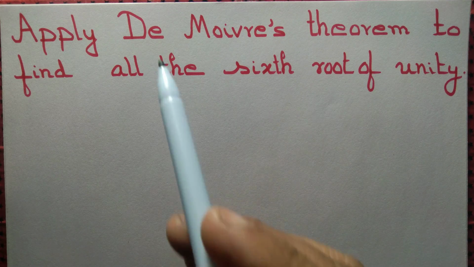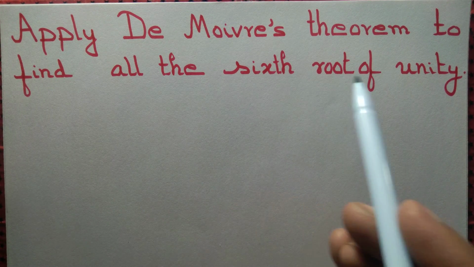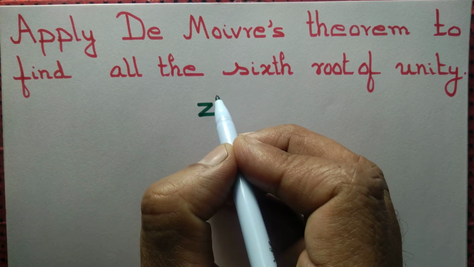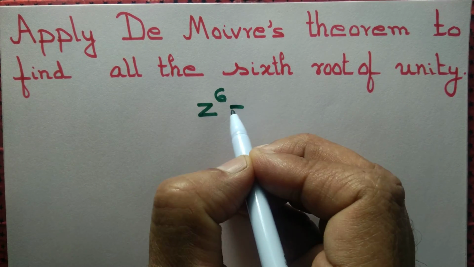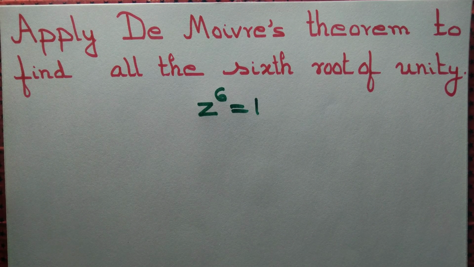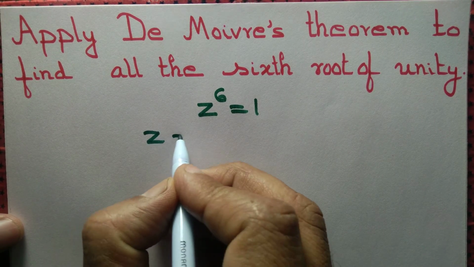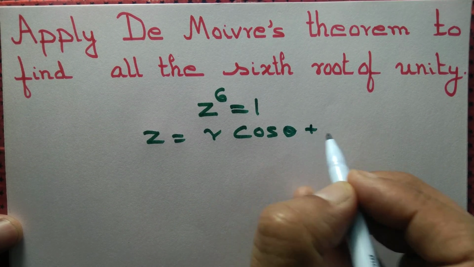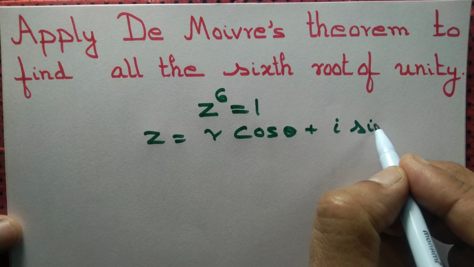Let's apply de Moivre's theorem to find all the sixth roots of unity. In other words, we want to solve the equation z to the power 6 equal to 1. Let's write z in polar form. z can be written as r (cos theta plus i sin theta).